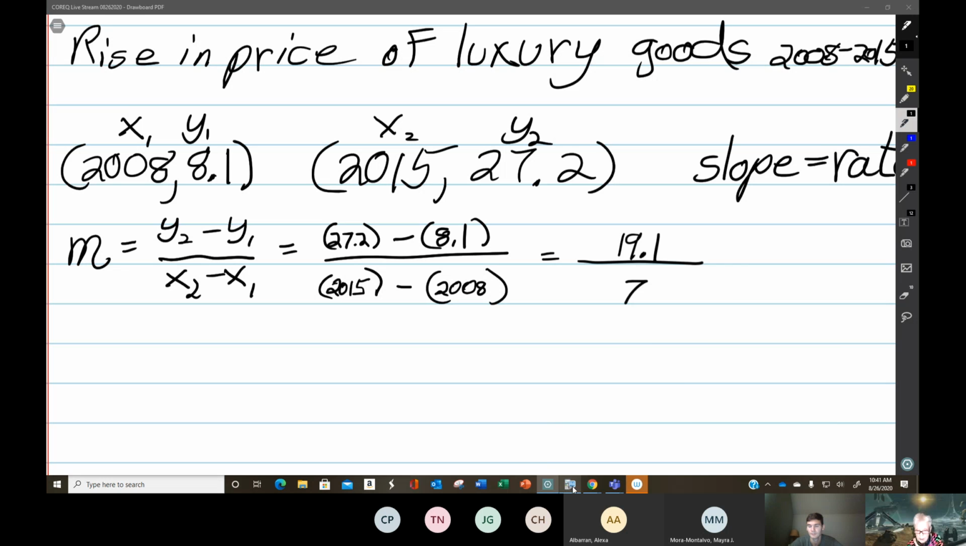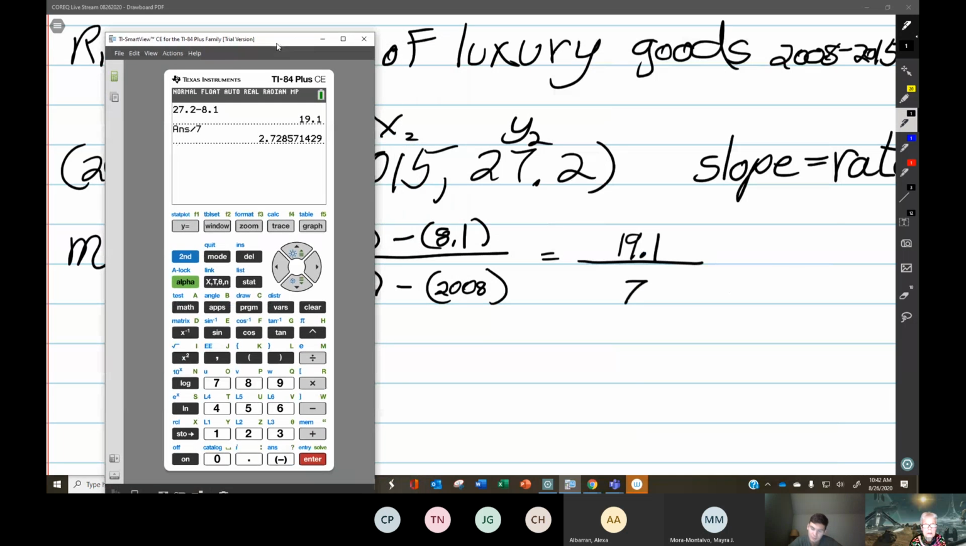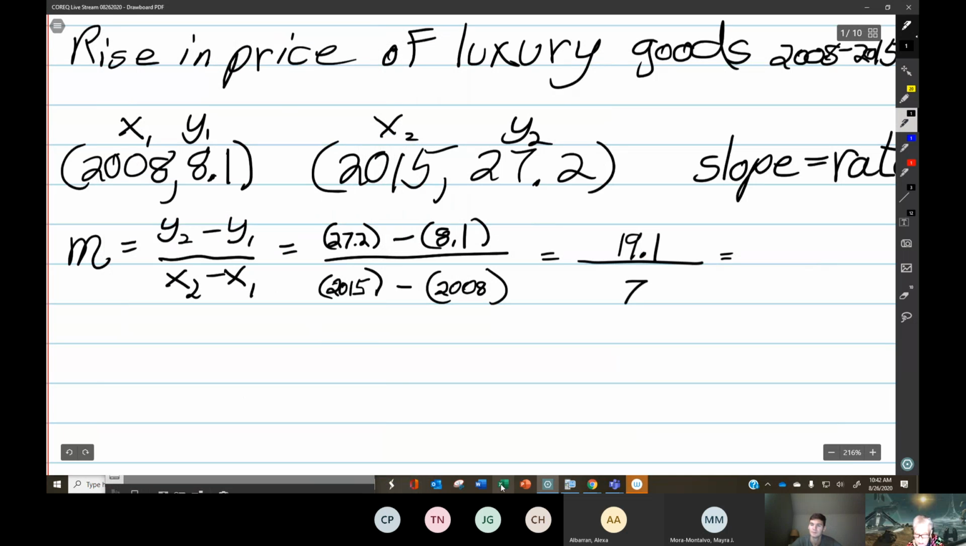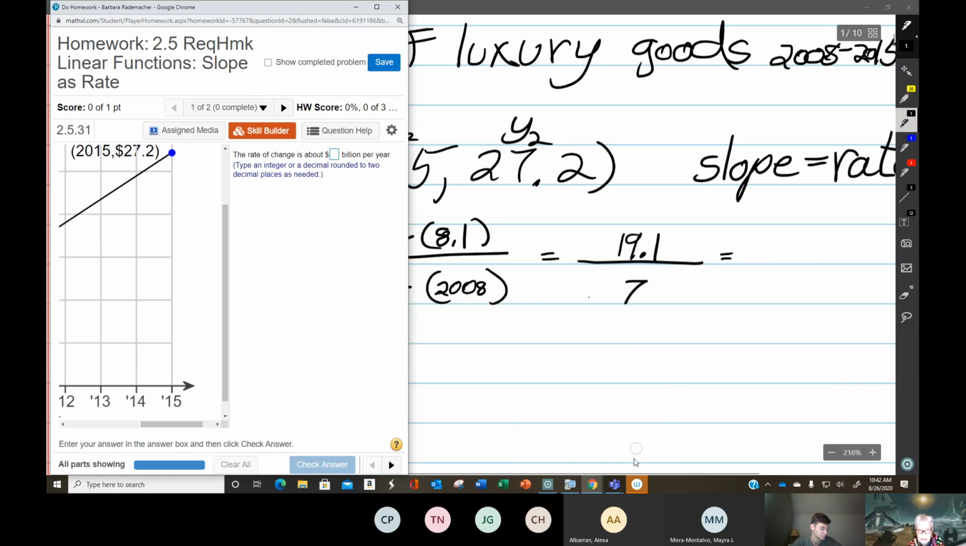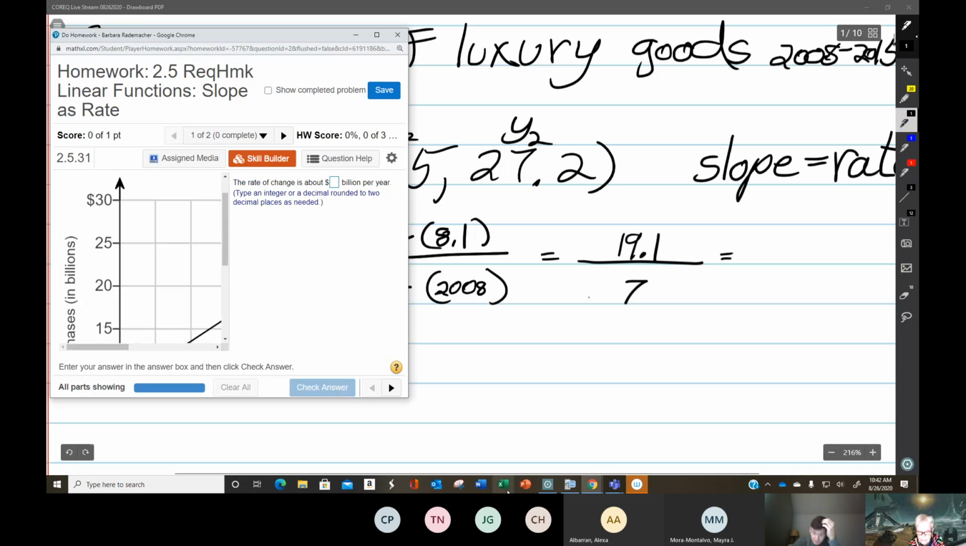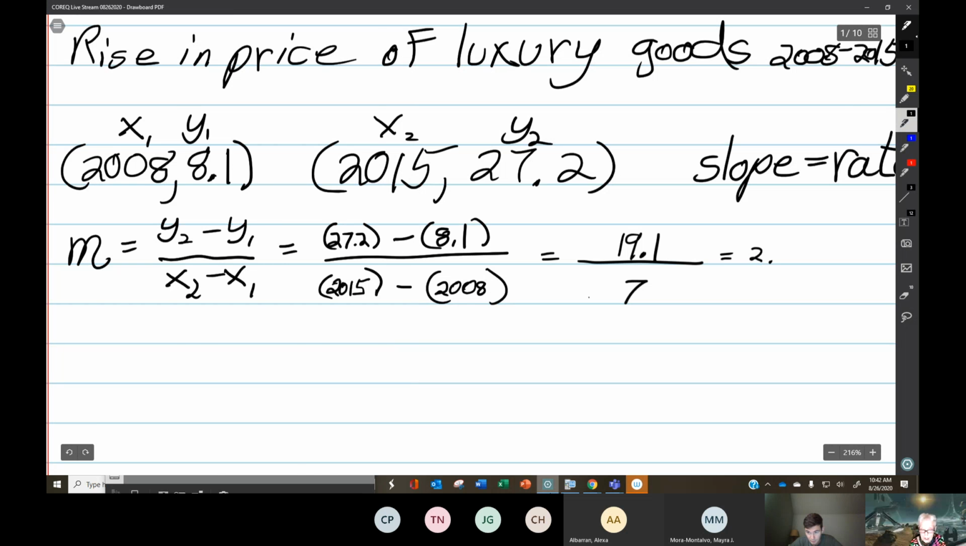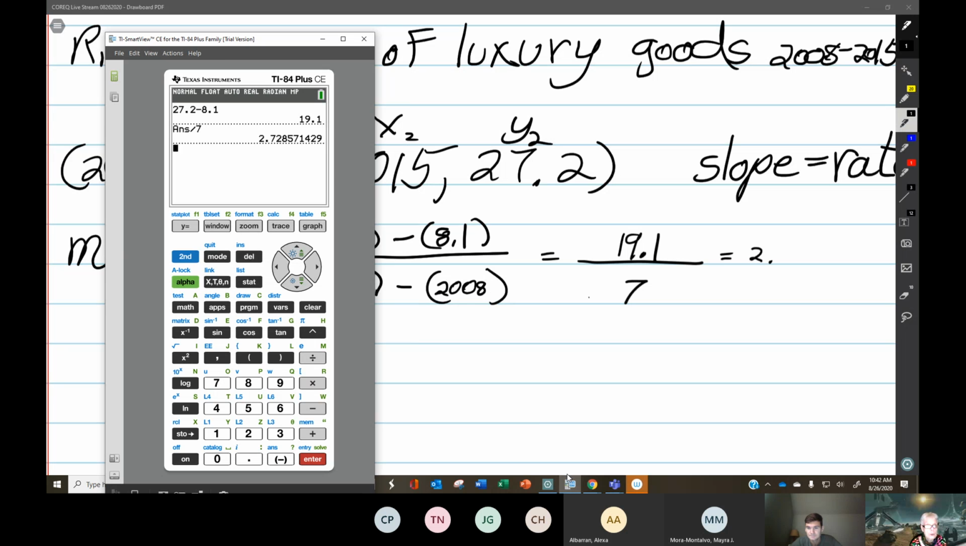So we're going to have 19.1. Let me make sure that was really it. Yes, 19.1. Over 7. Well, wait a minute, come back here. I'm going to divide 19.1 now by 7. And now I have this, an ugly decimal. But that's okay, because the problem tells us that we need to type an integer or a decimal rounded to 2 decimal places as needed. Okay, cool. So here's my decimal, 2.72857.